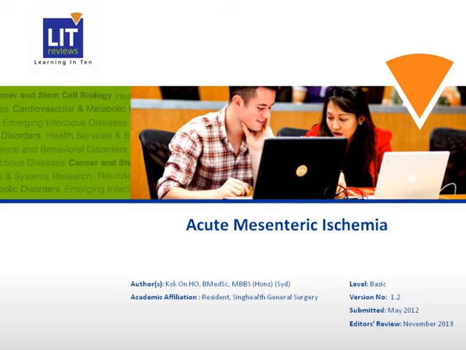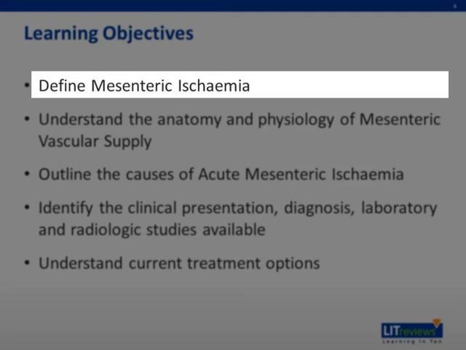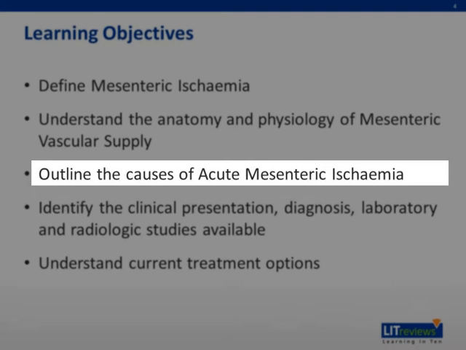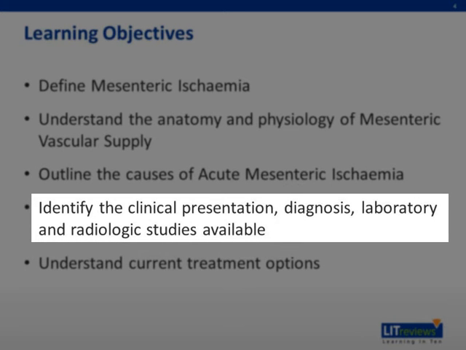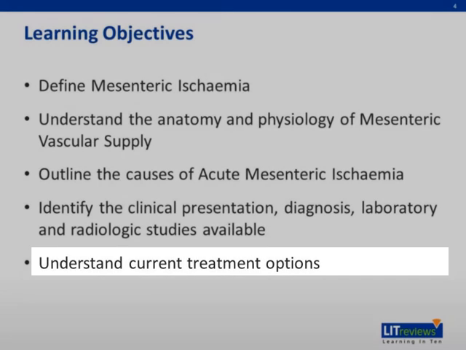This lecture is on acute mesenteric ischemia. The learning objectives of this lecture are to define mesenteric ischemia, to understand the anatomy and physiology of mesenteric vascular supply, to outline the causes of acute mesenteric ischemia, to identify the clinical presentation, diagnosis, laboratory and radiologic studies available, and to understand current treatment options.